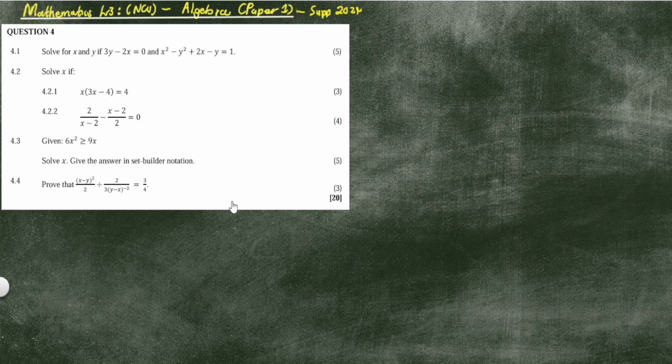So the most effective or efficient way of solving this one would be to take the first equation and solve for either y or x as the third equation. So 4.2, we are solving for x.